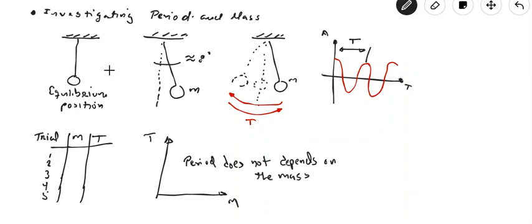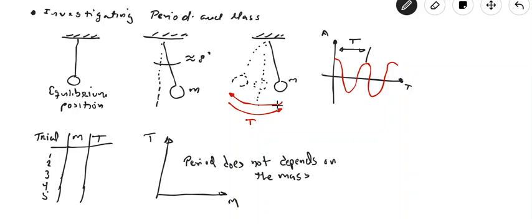Now, what are you going to do? In this case, instead of a bob, you're going to use some washers, right? So you're going to move the pendulum away from its equilibrium position to approximately an angle of 8 degrees. Then you release the pendulum.